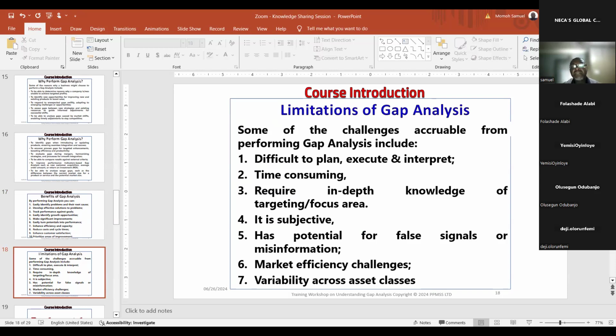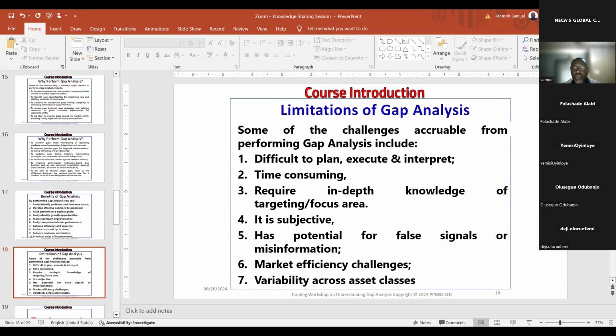Like every other thing, the gap analysis has its own limitations, which I want us to examine here, or challenges. Some of the challenges that probably you might encounter in the course of carrying out a gap analysis would include: one, difficulty in planning, difficulty in executing your plan or carrying out the analysis, and difficulty in interpreting your results. Another challenge you may have is with time. It's actually time consuming, so you must learn to be able to manage your time.